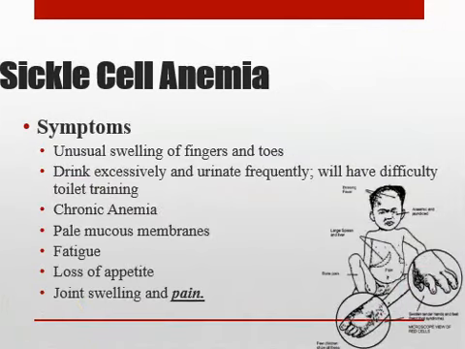So here are the symptoms. There's that unusual swelling of the fingers and toes. That's actually called dactylitis. It's one of the first symptoms, okay? They will drink excessively and urinate frequently. So this poses a problem with potty training and things like that. You can see the rest there, and pain is underlined and bold. It is significant. All right.